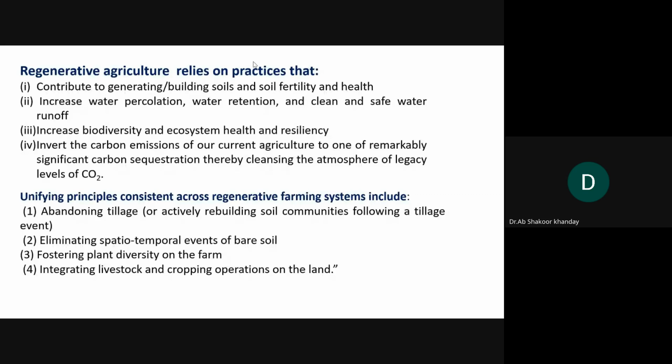Why do we want to foster plant diversity on the farm? Why is it a basic principle? Because it serves multiple purposes. One purpose I have already discussed with you. When plant diversity increases on the farm, root diversity increases, and when root diversity increases, microbial diversity also increases. Second, farm income also increases. And risk mitigation happens automatically. When we diversify the crops on our farm, any risk posed by the changing climate or any other adverse condition is mitigated.